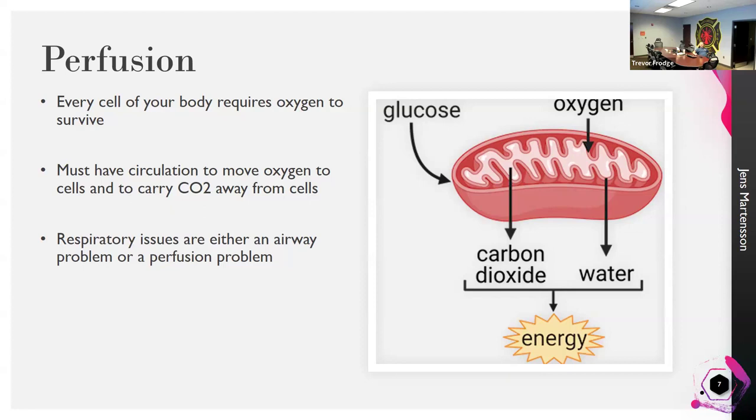CO2 away. So your respiratory issues, therefore, are going to be either an airway issue, upper or lower, or an actual perfusion problem. Yes, there can be an actual lung problem where you have like lung cancer or a type of lung disease or pulmonary contusion. Absolutely, those can happen too. But for the 90% of the patients we see every single day, it's likely going to be an airway problem or a perfusion problem. And we need to try and figure out what that is.